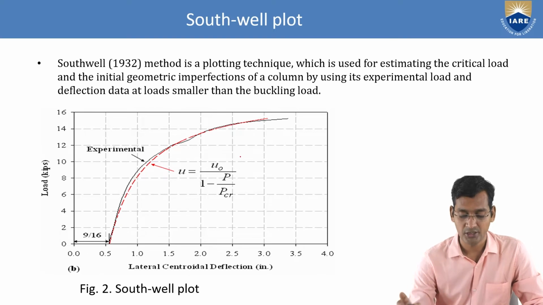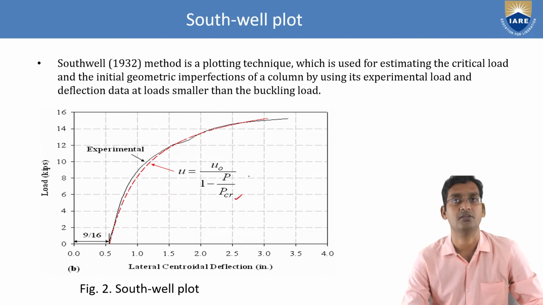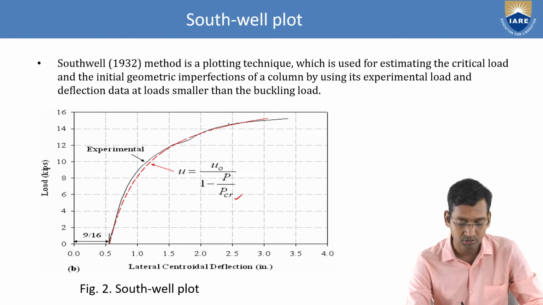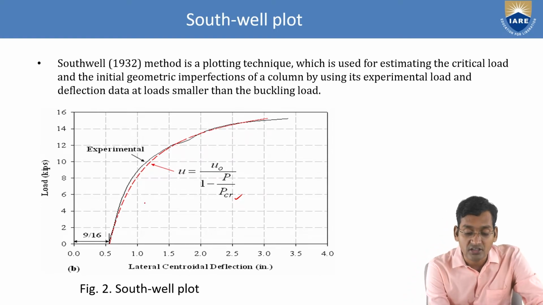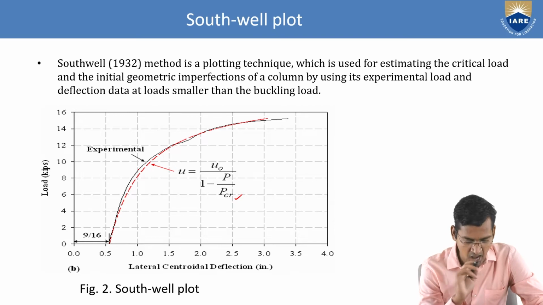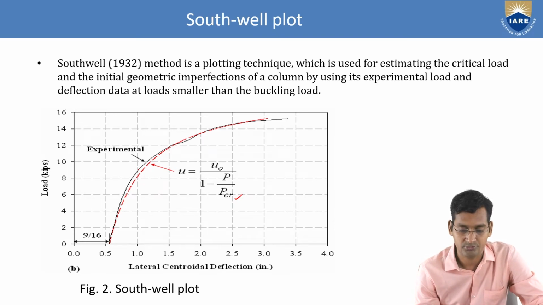So u is u naught by 1 minus P by PCR, that we derived. Based on that, you can see the experimental result and what we found theoretically, with very slight differences. So instead of calculating theoretically, just go with the experimental value and compare. You can see it will be almost similar. Experimental and theoretical values are almost the same.